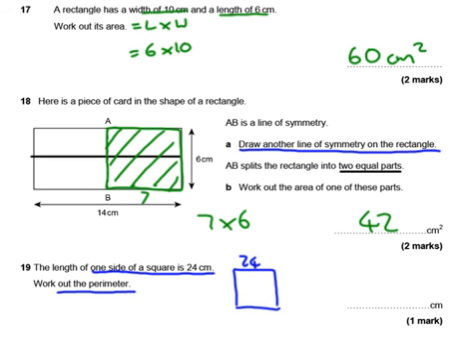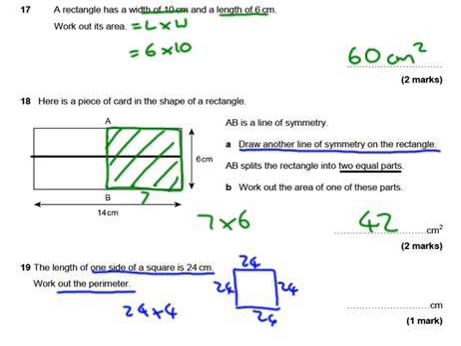Now if one side is 24, I know that a square has 4 equal sides. And the perimeter is the total length around the outside. So I've got to do 24 times 4, or 24 add 24 add 24 add 24 to work out the perimeter. So I'm going to go for 24 times 4.